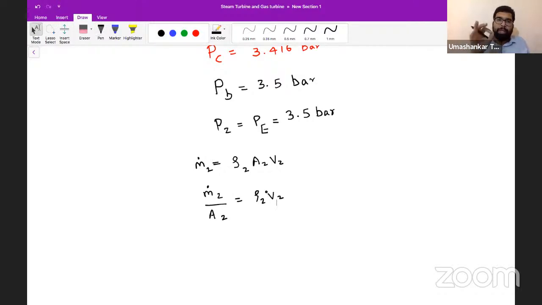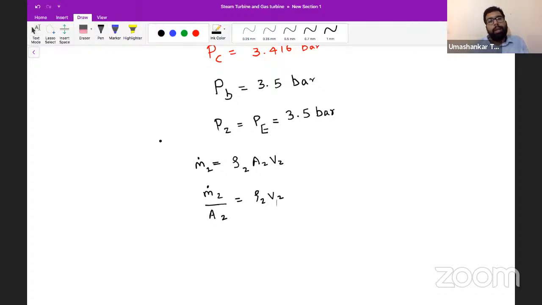Wait, I will open Bunsen here only. I'll solve your confusion. Do not worry. Just see here. Just focus here. So we have to solve for m dot and A. We have to solve for mass flow rate per unit area. So m dot 2 upon A2 is equal to rho 2 V2. We can write like this. Yes or no?